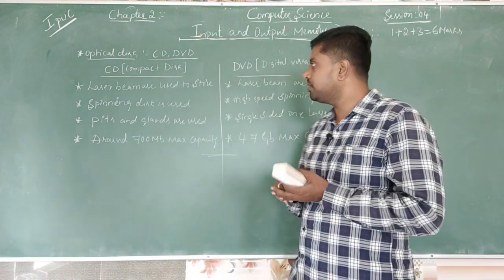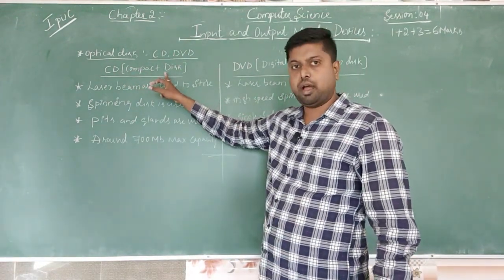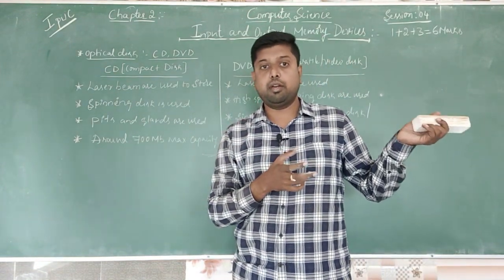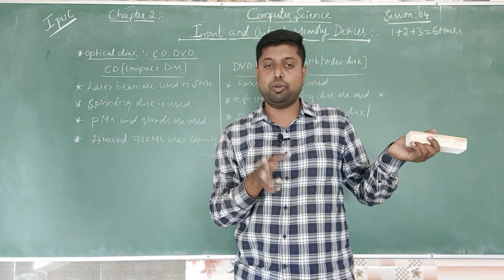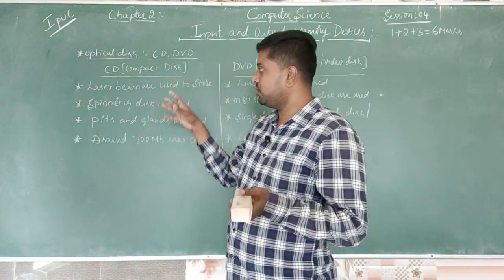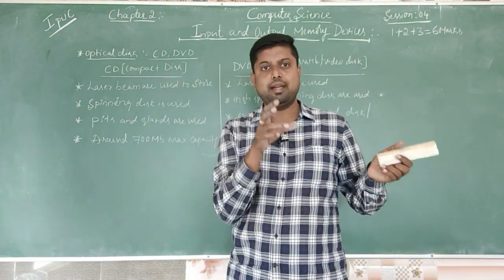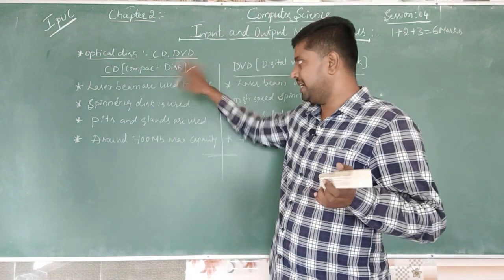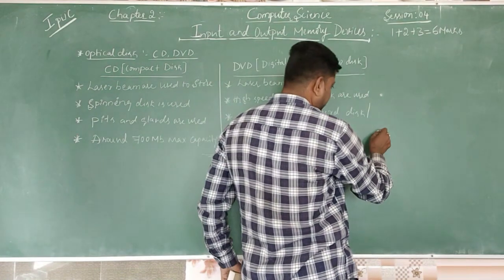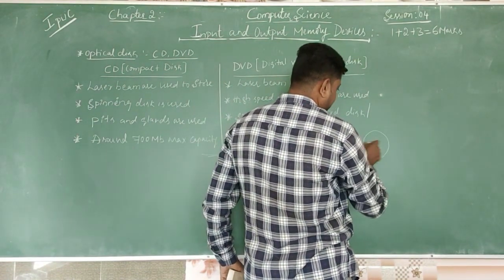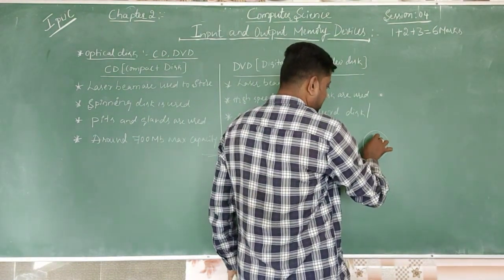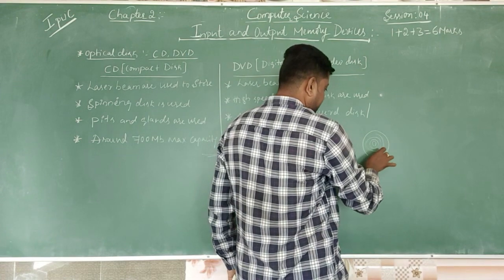Laser beams are used to store the data. As I said earlier, when we discussed printers, we told that laser beams are used to print the document. Like that, here also laser beams are used to store the data on the CD, and spinning disks are used. Both devices look very similar, but we have some slight differences.